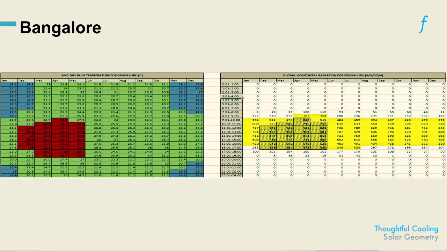The same exercise conducted for Bangalore. As one can see, for Bangalore, one would need defense against solar radiation for a shorter period of time compared to Chennai, because this is a much more gentle climate in the temperate zone, whereas Chennai is in the hot and humid zone.